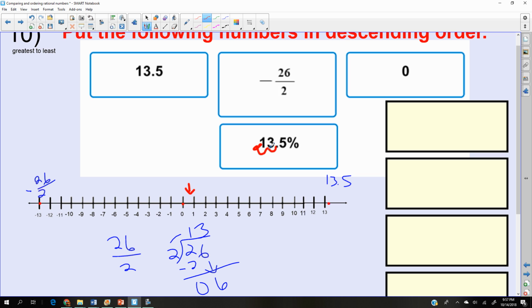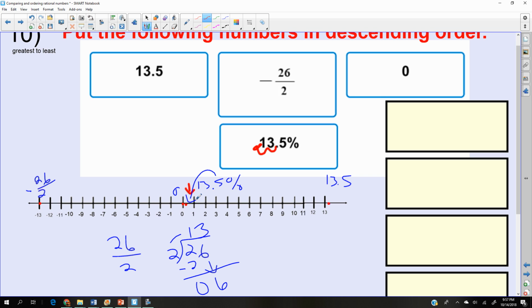All right, so 0.5 is half, so it's not even going to be anywhere close to half, but it's going to be bigger than 0. So we'll just put that dot there. So now that we have it, the first one, that one is 0, and then 13.5% would be that one right there.